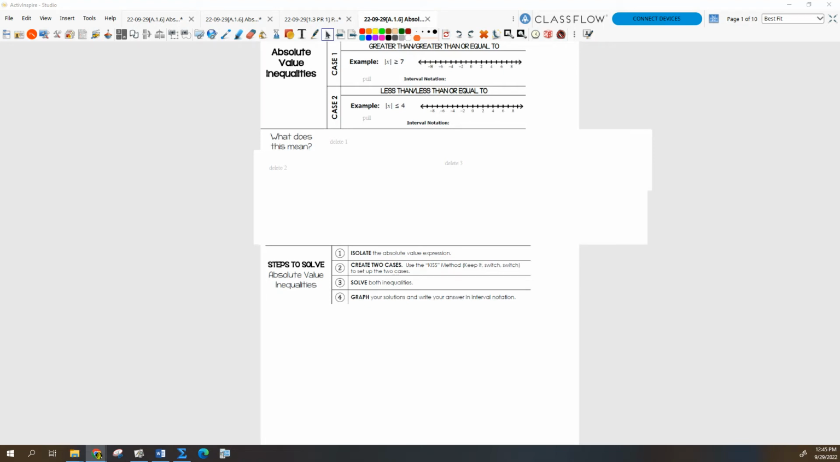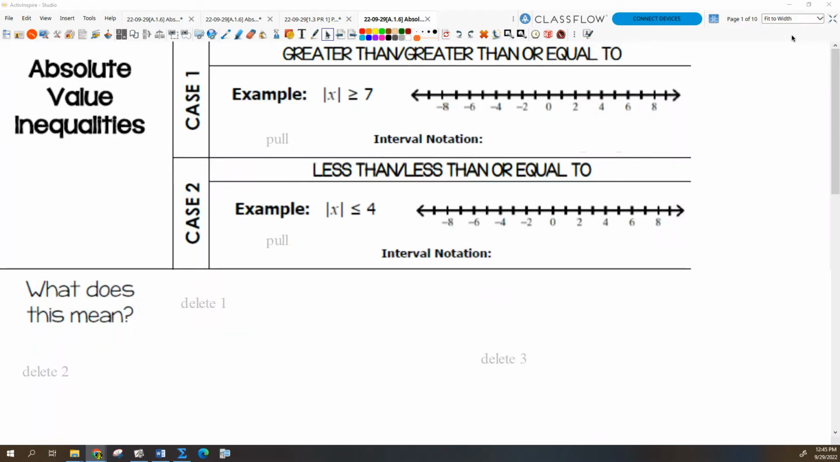So we're going to take a quick look at the last topic of the unit, which is absolute value inequalities. Okay, so let's start off. Let's just think about a couple cases here and see if we can come up with a relationship.